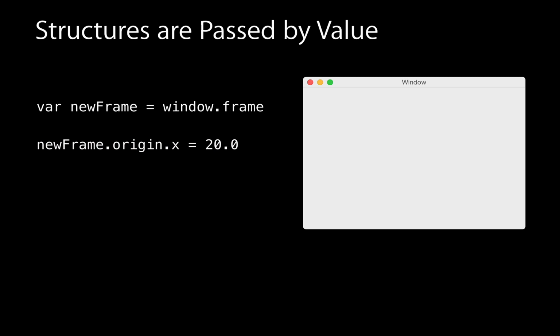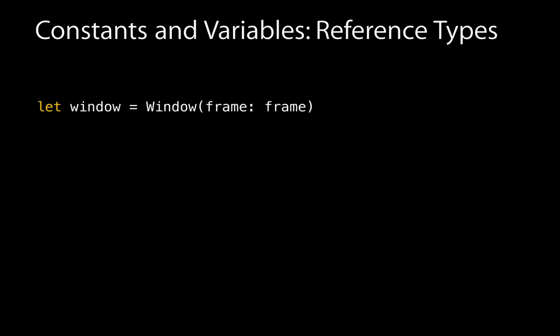Structures are passed by value. They're copied around when they're passed around. So we talked about the difference between reference and value types. Let's look at constants and variables with these things in mind. Let's say I create a window, and this time I declare it with the let keyword. That means I have a constant window reference.